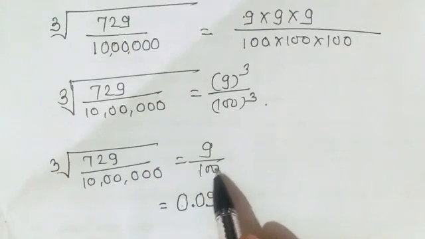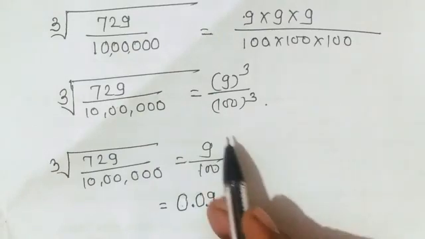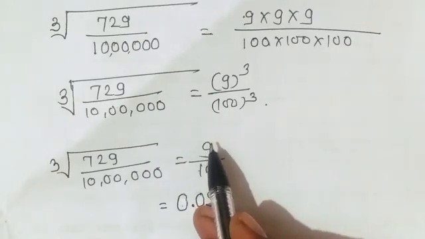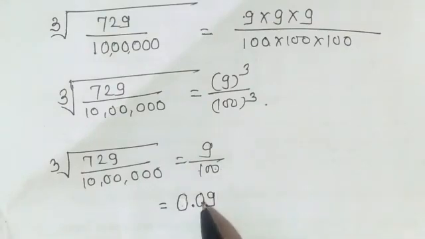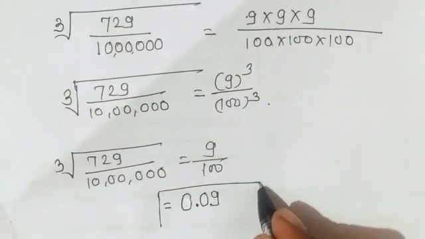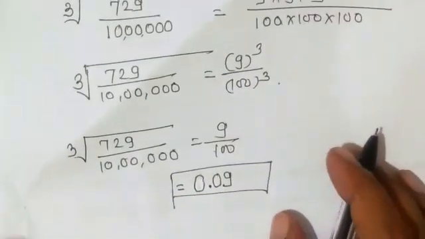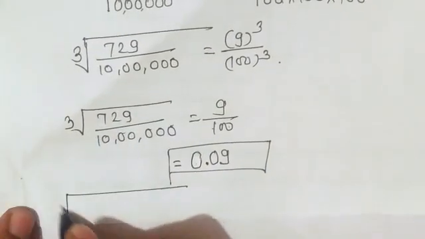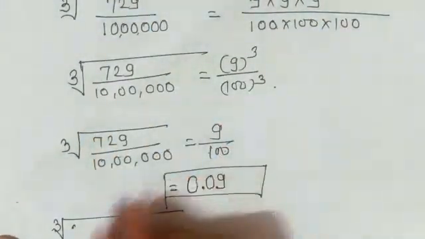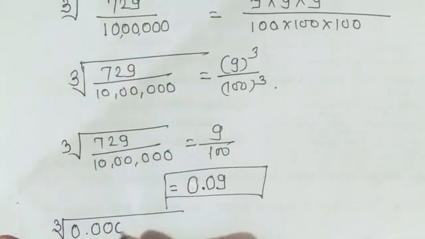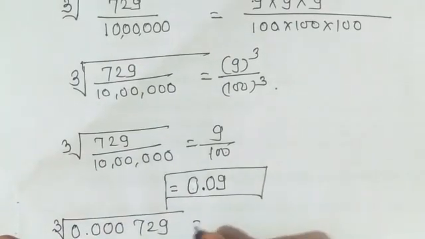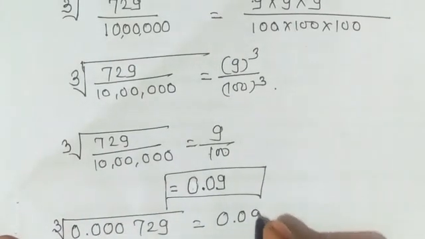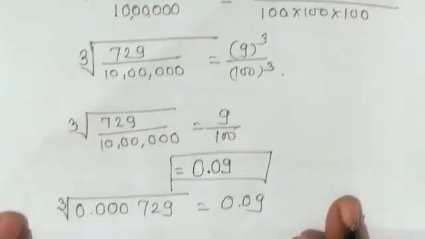So the 2 zeros of the denominator are converted into decimal places in the numerator, so 1 2, it means 1 2, and we put the decimal here. So the answer will be 0.09. It means the cube root of this number, 0.000729, its answer is 0.09. Got it, students?